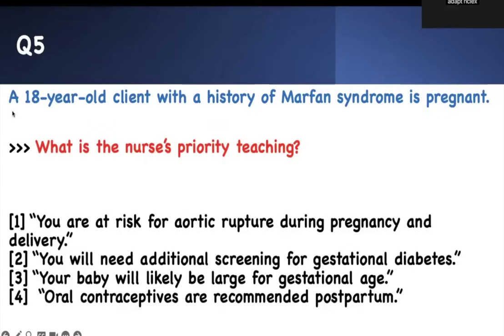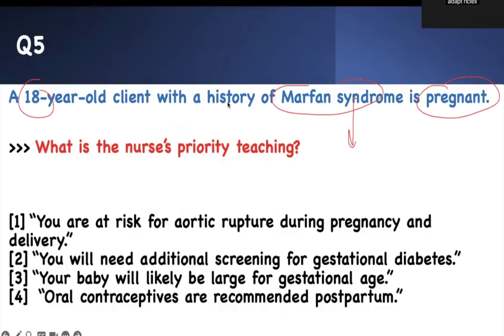Why do I give you this question? Because I want you to know this concept about Marfan syndrome and pregnancy. They have connective tissue disease, so their aorta is not that strong. There's a problem with collagen, and therefore they have dissection of the aorta. Because of that, we teach them that they should not get pregnant, but if they want to get pregnant, they should do that at an early age when they're stronger. That's why the 18-year-old is pregnant.